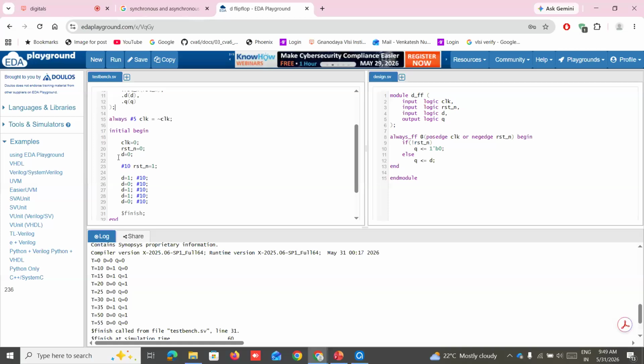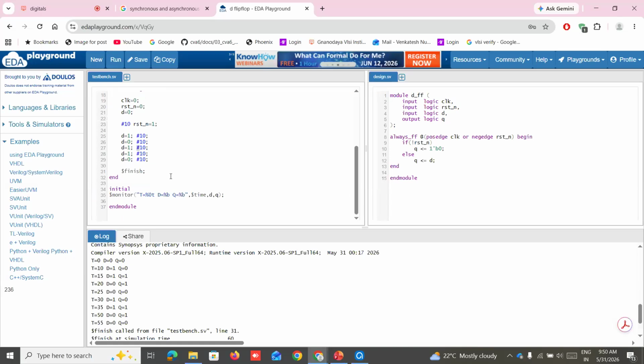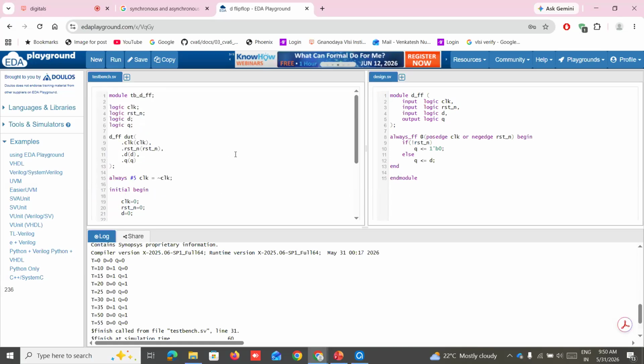This delays concept is one thing. What type of delay concept? Hash 10, and then hash 10, hash 10. Does this come under the test bench? It comes under Verilog only. You are saying this is Verilog test bench only. So now, you have explained only theory, or test bench also?